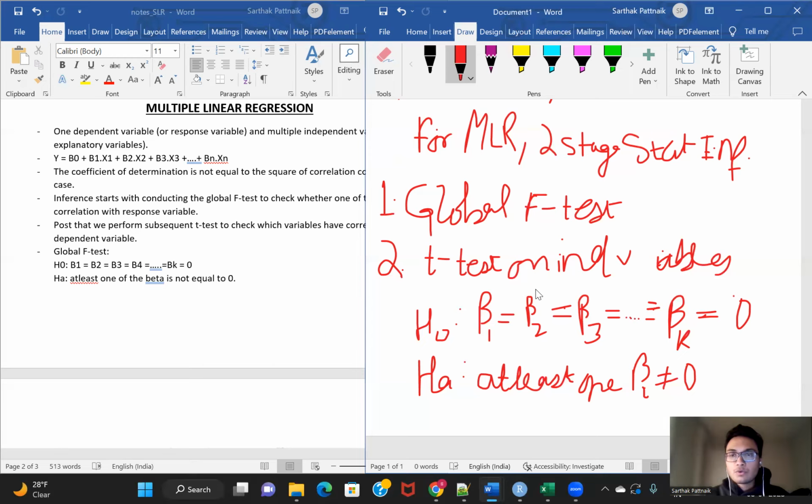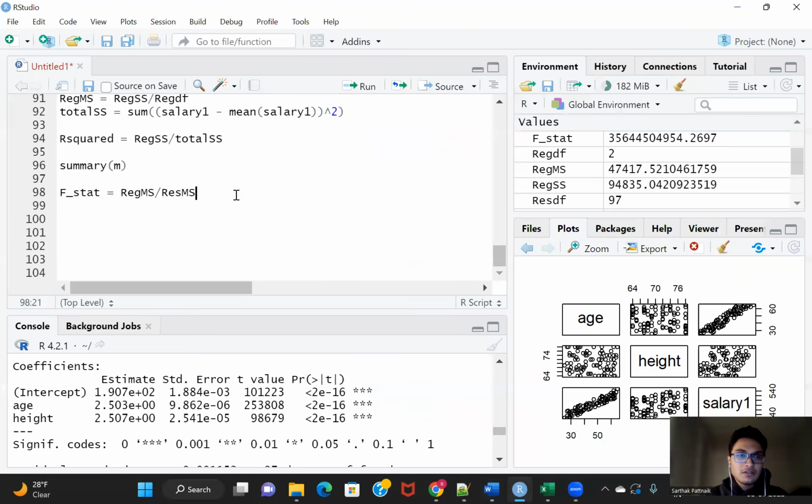So now what we'll do is let us go ahead and start doing this particular global F test on the existing sample example that we took in the previous session. So in the previous session, we calculated up till here, we calculated the F stat value for a model that was created with salary 1 as my dependent variable and age and height as my explanatory or independent variables. So this F stat that you calculated, this is the value of my F statistic.